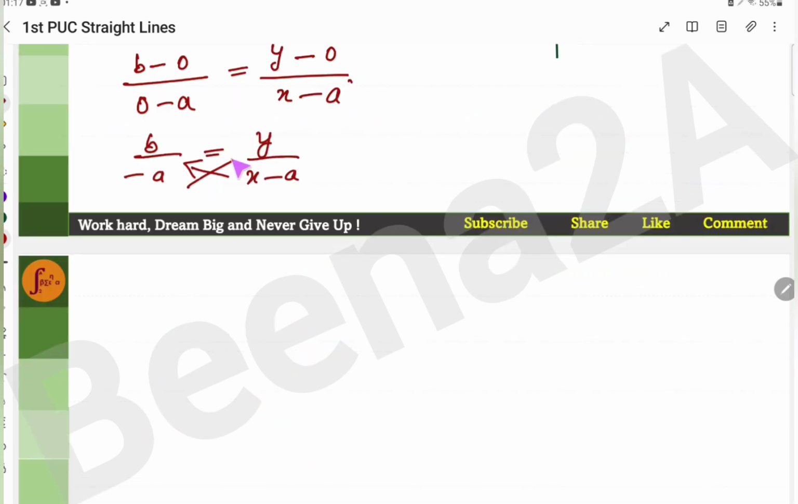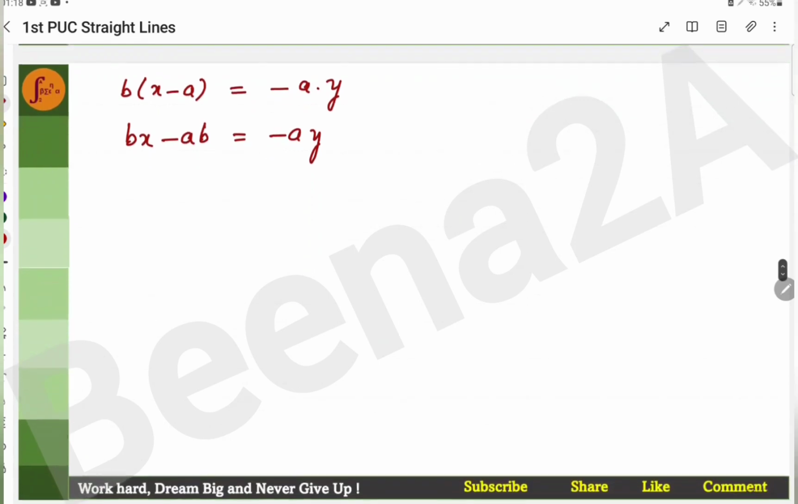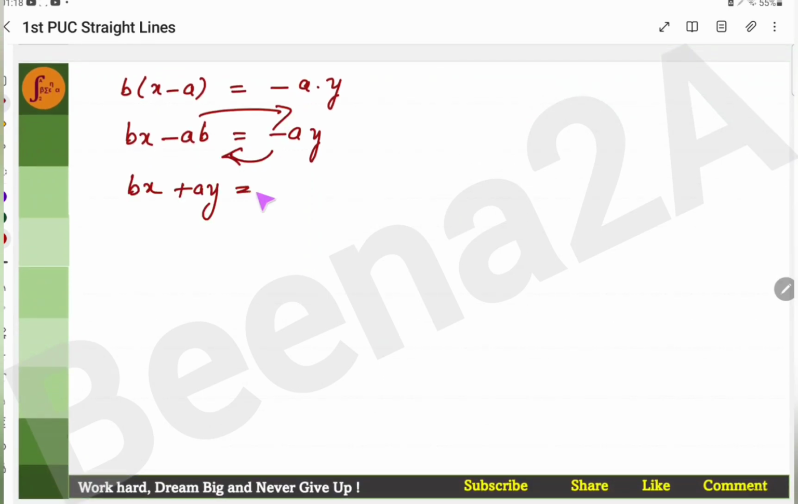I'll shift this here and this one here. It will be b into x minus a is equal to minus a into y. So bx minus ab is equal to minus ay. Let's move this here, so it will become ab. So bx plus ay is equal to ab.